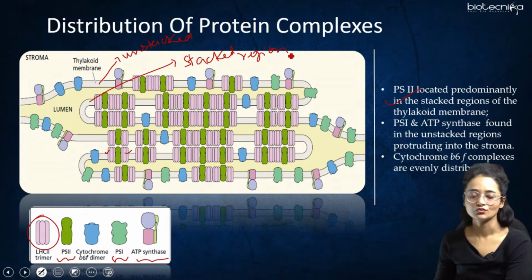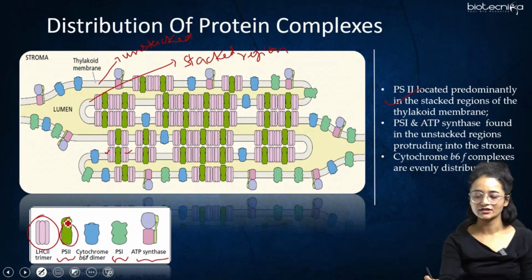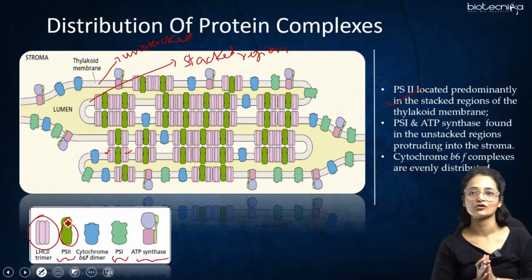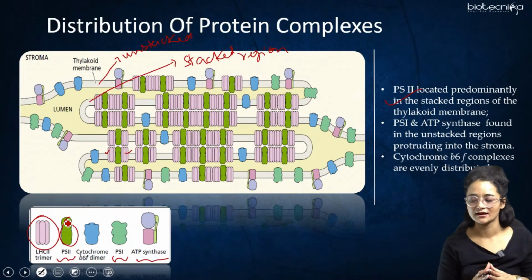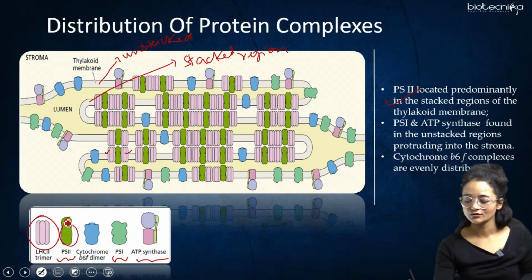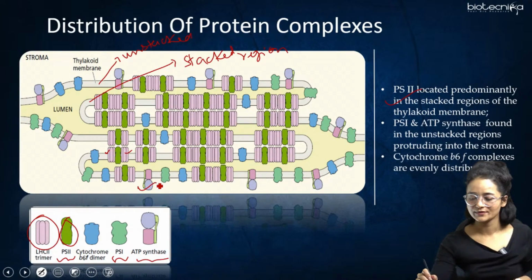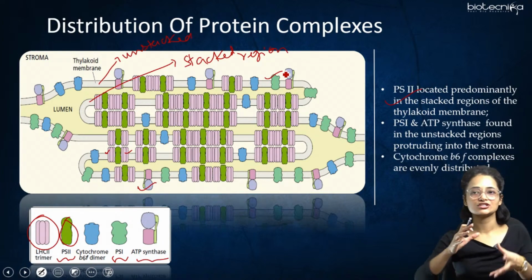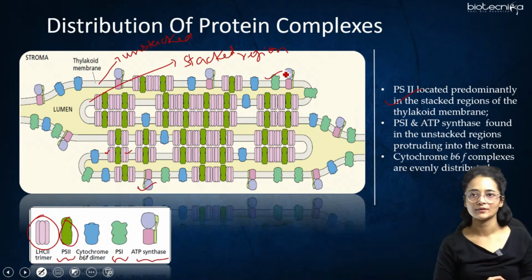So these are known as the stacked regions. PS2, the green color one, is located predominantly in the stacked regions of the thylakoid membrane, while PS1 and ATP synthase are found in the unstacked region. Here you can see that ATP synthase is there, in this unstacked region, and here PS1 would be present. So PS1 and ATP synthase are majorly present in the unstacked region of the thylakoid membrane.